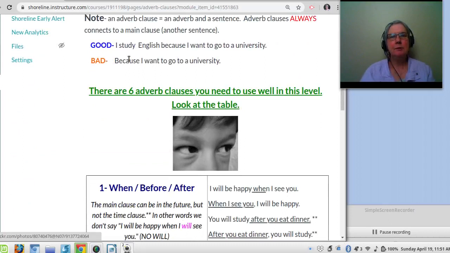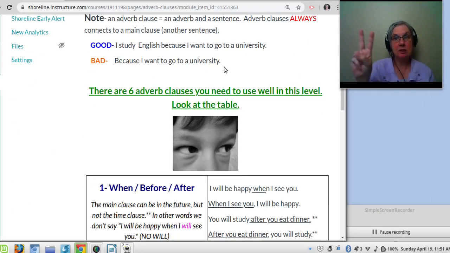Now let's go down and see what I have written here for you. For example, I study English because I want to go to a university. That's good. Because I want to go to a university, that's not good. You need two sentences. Because I want to go to a university, comma, I am studying English. That's good.